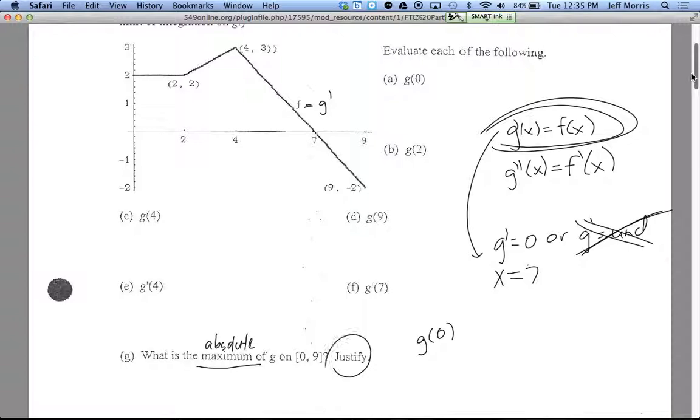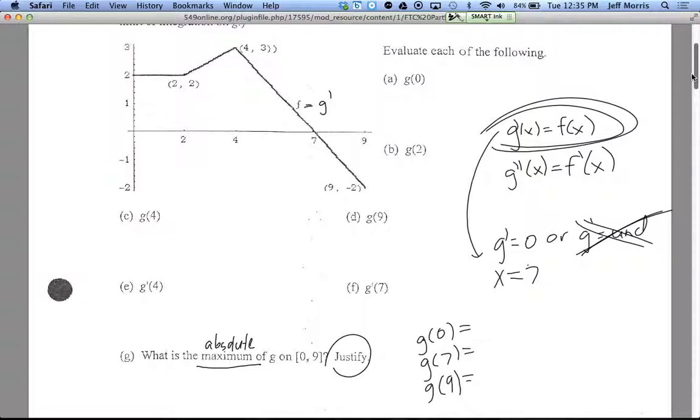And people are like, how do I justify this? You are justifying this right now by plugging in your critical values and your endpoints. This is all you need for the justification. All you need to show is that I checked all the critical values and the endpoints, and the largest is the max, and the smallest will be the what?